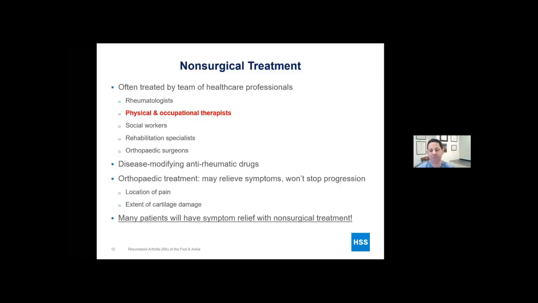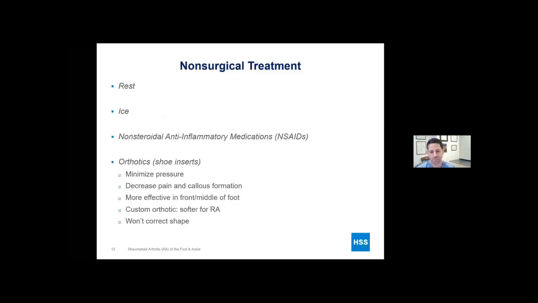Many patients will have some symptom relief with appropriate non-surgical treatment. In fact, the medications are so good these days that it's not as often that we are performing surgery for RA, which is very good. So what can we do non-surgically, which is really the mainstay of treatment?